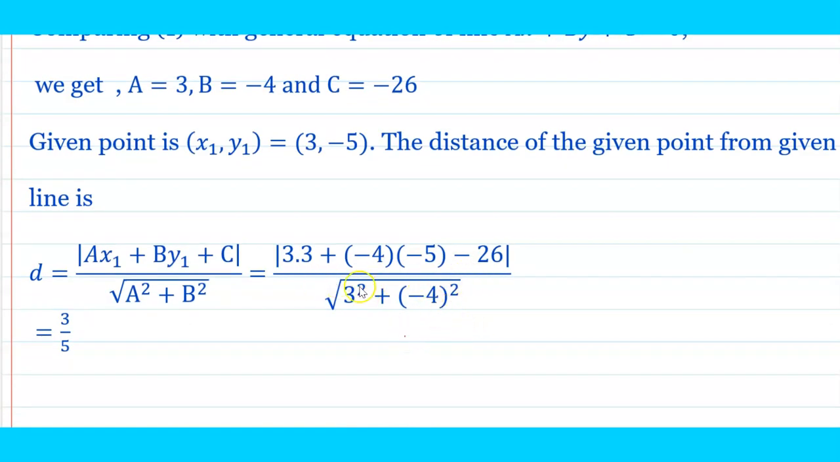If you simplify this, you will get 3 by 5. What is the simplification? 3 into 3 is 9, plus (-4) into (-5), that will become 20, minus 26. In the denominator you will get the root of 25, and that is 5. 29 minus 26, here you will get 3, which is 3 by 5. Therefore the distance d is equal to 3 by 5.